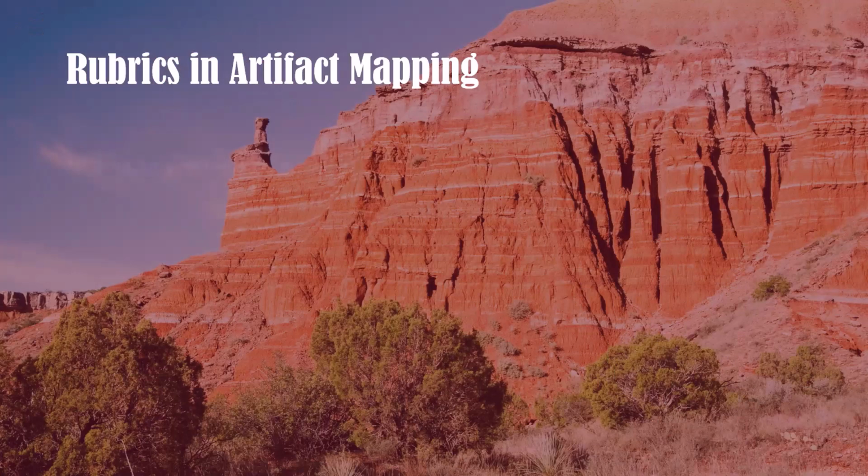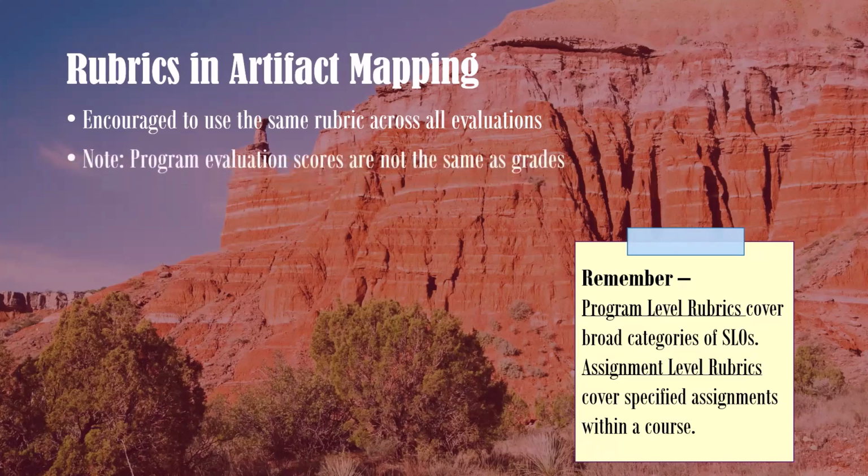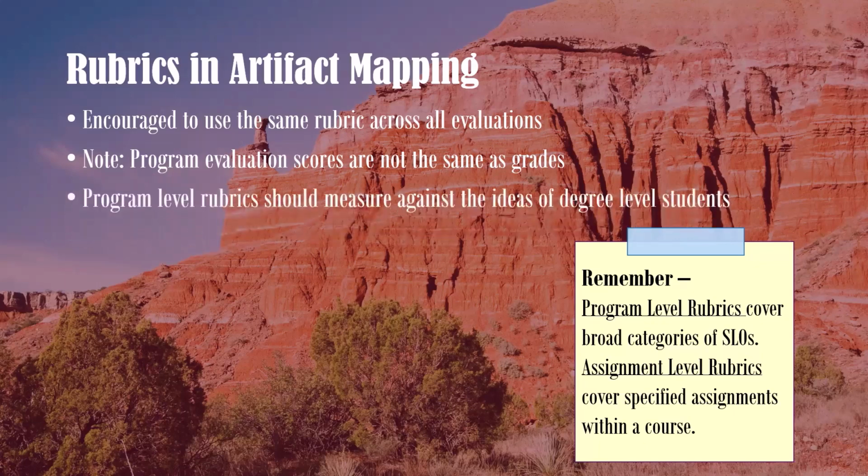When using rubrics, it is encouraged to use the same rubric for all evaluations. Remember that program-level rubrics cover broad categories of SLOs, whereas assignment-level rubrics cover only specified assignments in that course. In addition, it is important to note that program evaluation scores are not the same as grades. A student may ace the assignment, but not score very high on the program evaluation. Program-level rubrics should measure against the ideas of degree-level students.